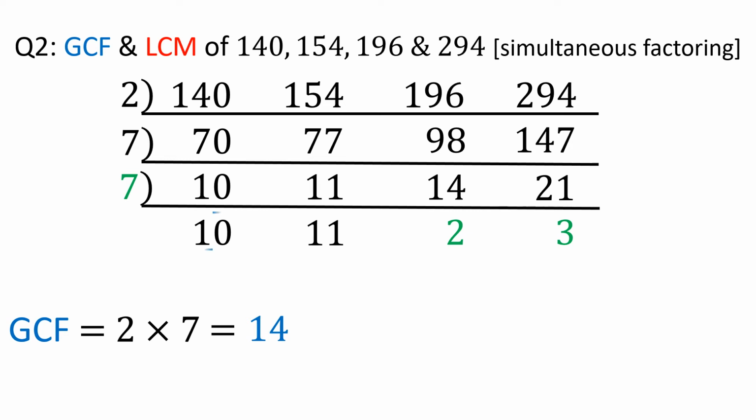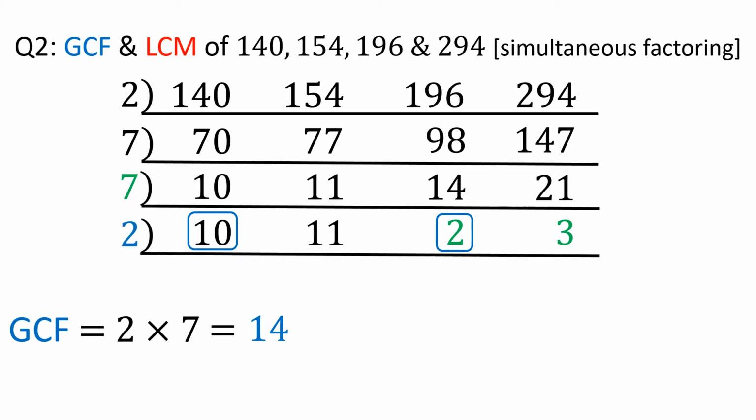If you take a look at 10 and 2, there is a common factor 2, so we can divide them by 2. 10 divided by 2 is 5. Nothing changed for 11. 2 divided by 2 is 1. Nothing changed for 3. Now we have 5, 11, 1, and 3. Since there is no common factor for any two whole numbers, we stop factoring.